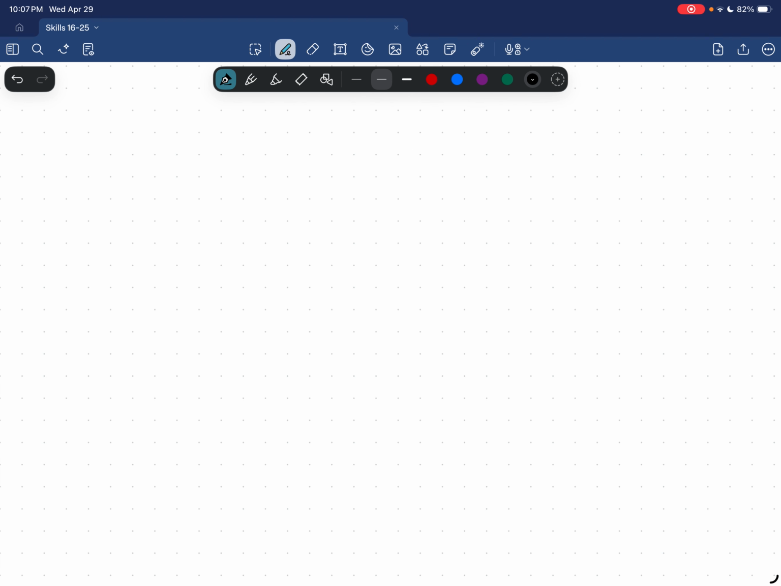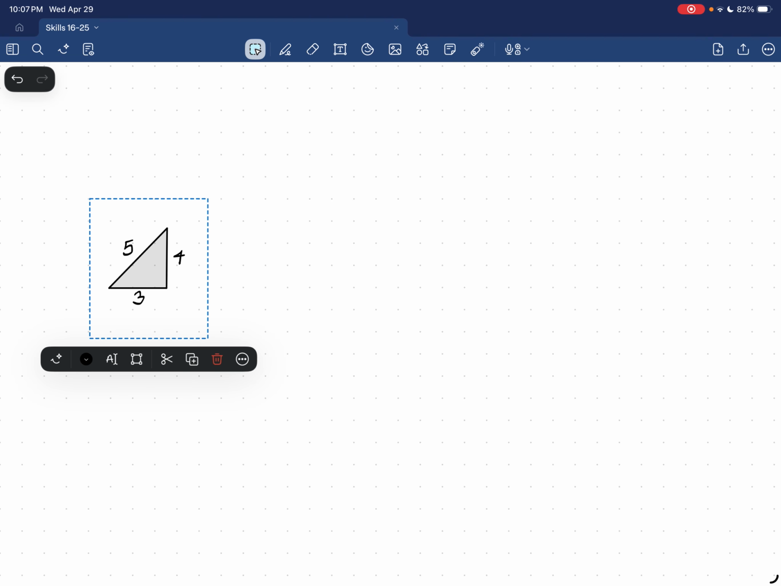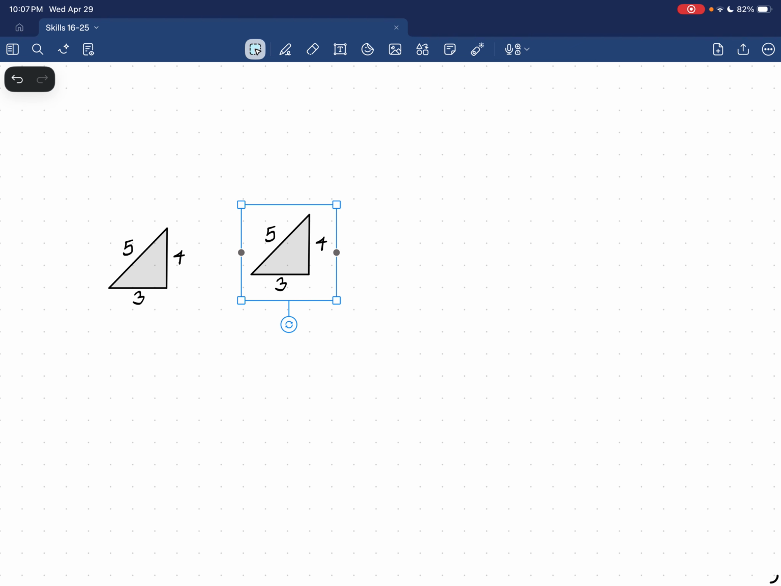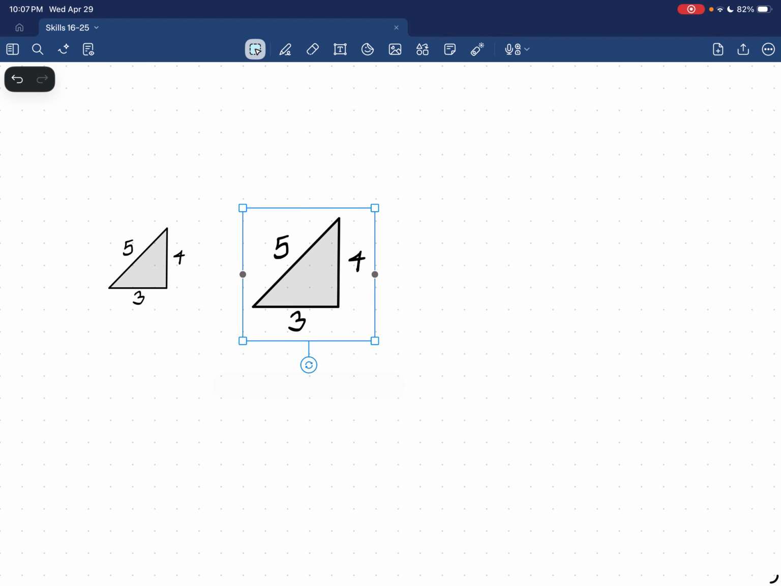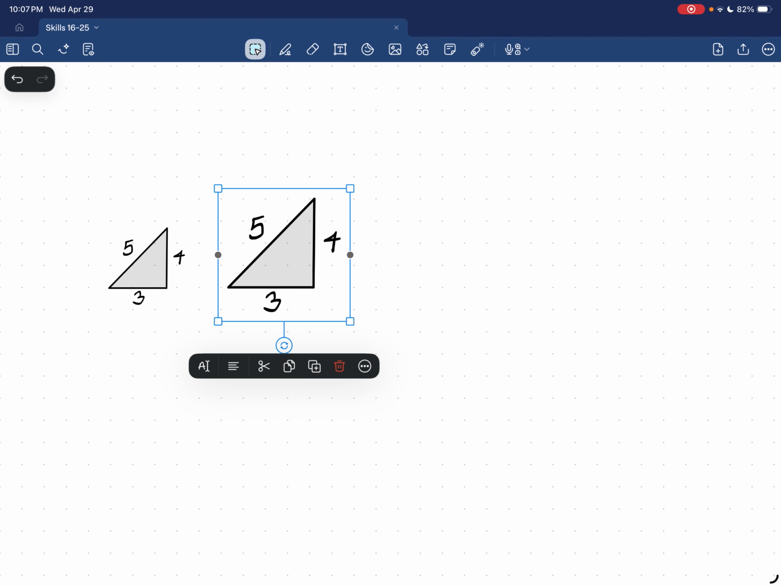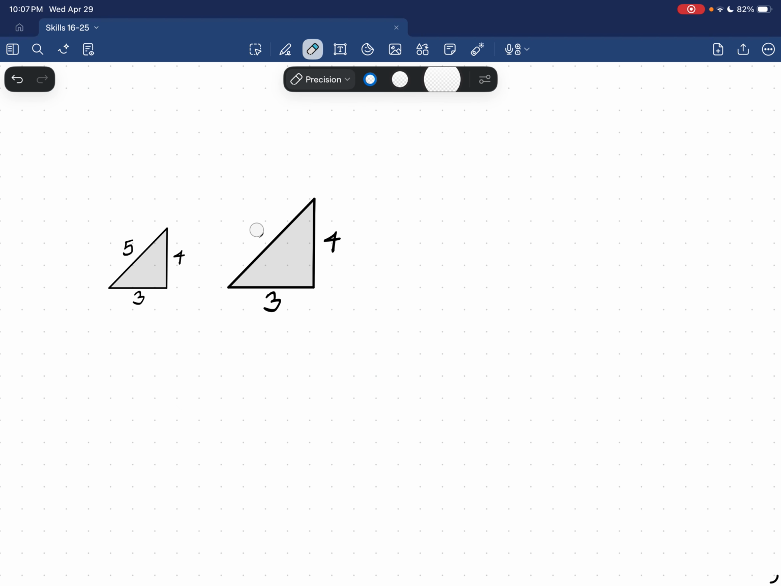So if this is, these are not to scale, by the way. So here's 3, 4, and 5. And I'm going to make a copy of that. And I'm going to enlarge it. And then we're going to change out the numbers.